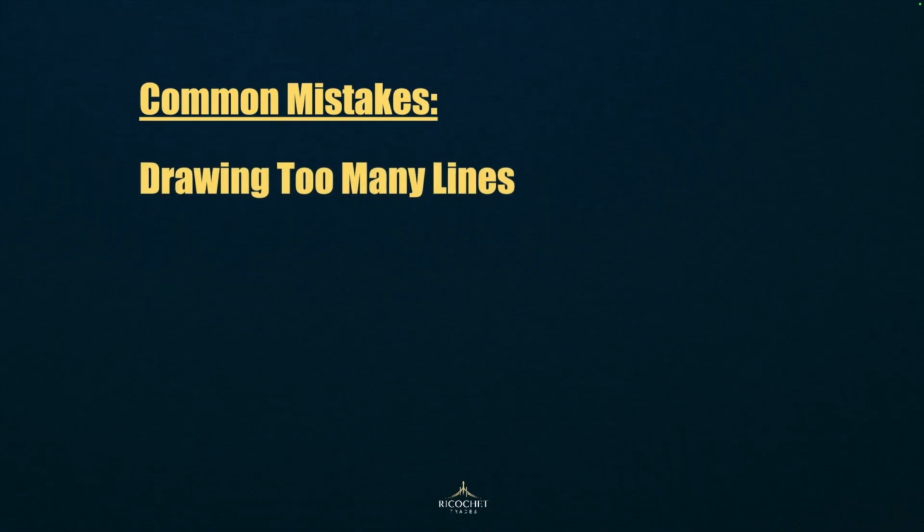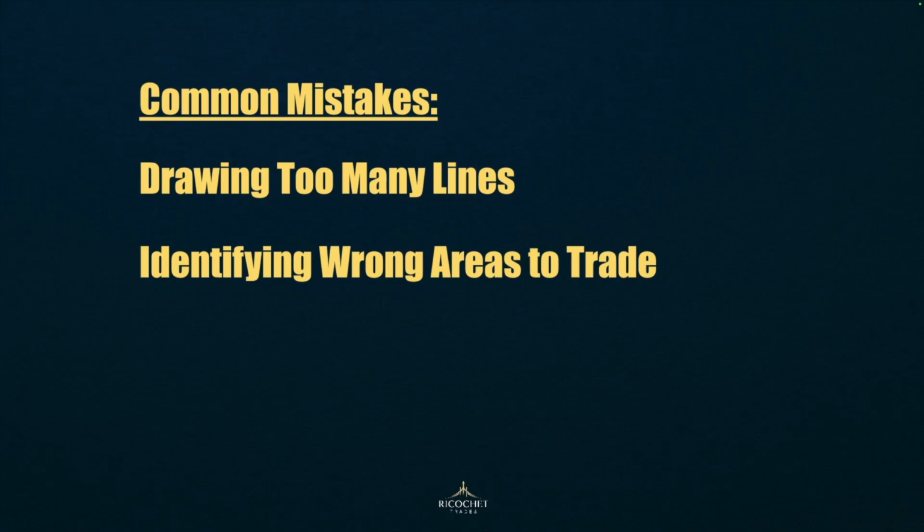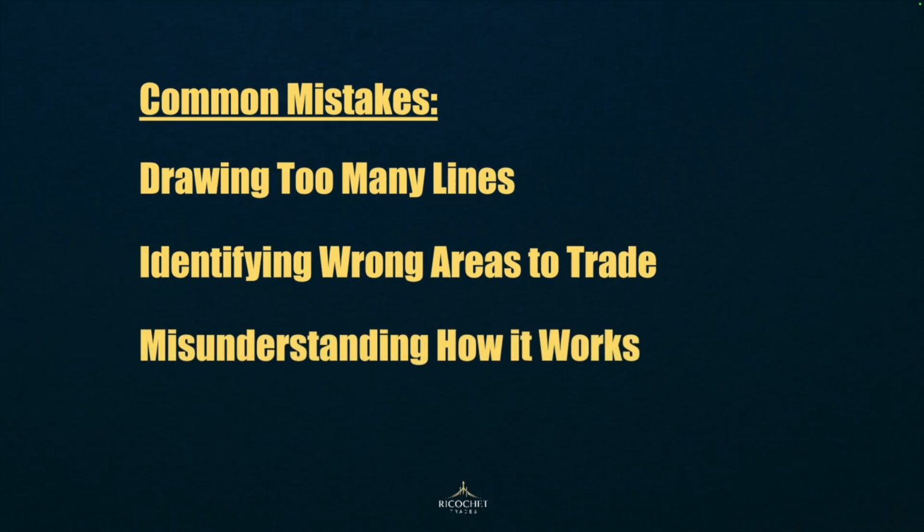Most traders think that support and resistance is as simple as drawing a few lines on the chart. The problem is, most traders are drawing those lines incorrectly without realizing the significance of the indicator. They're either drawing too many levels, identifying wrong key areas, or completely misunderstanding how support and resistance actually works.